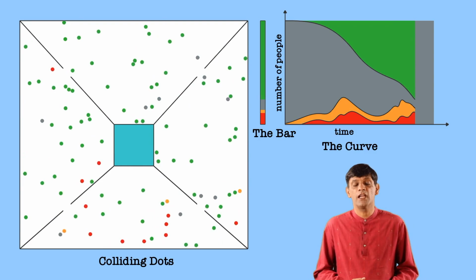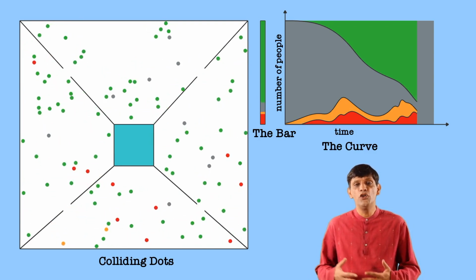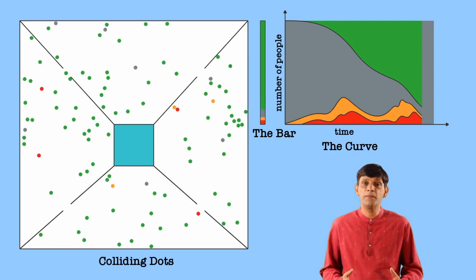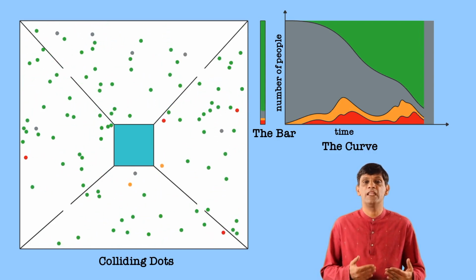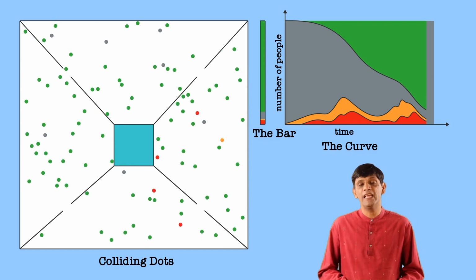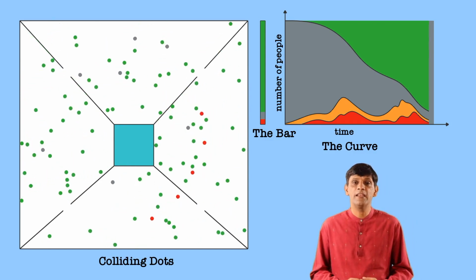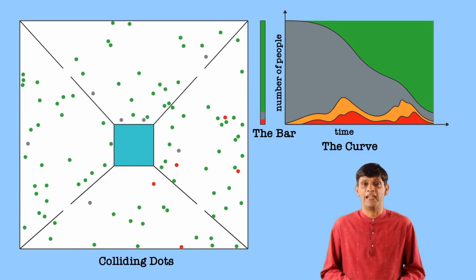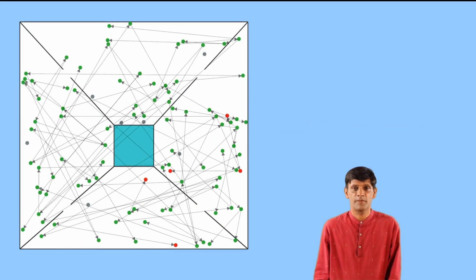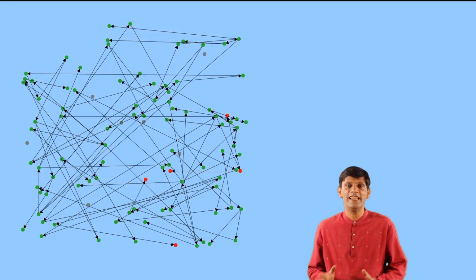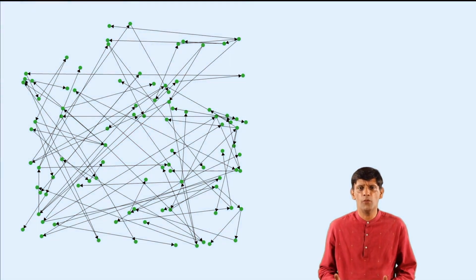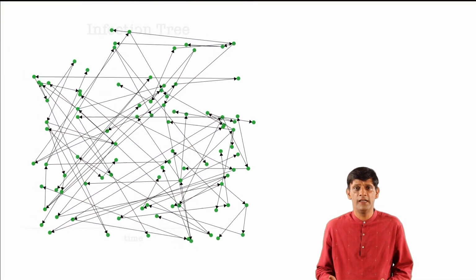So in this particular case, we have 2 peaks in our curve. The first peak happened when people in the north and the east were being infected, and the second peak happened when the people in the west and the south were being infected. Let us look at the infection tree in this case. This tree is so much longer than before.